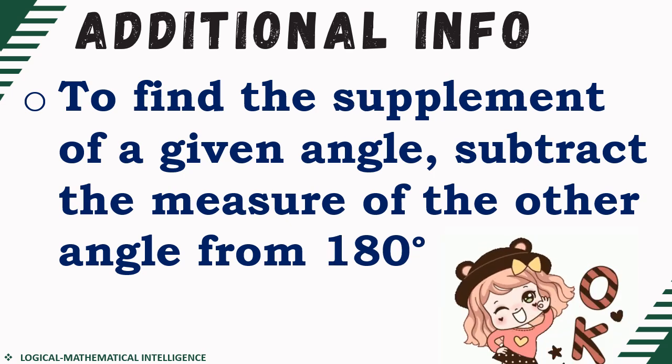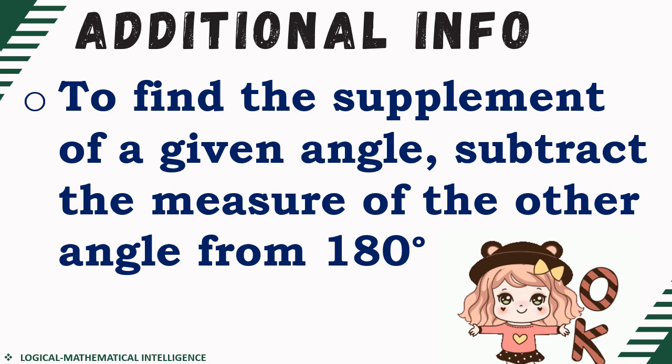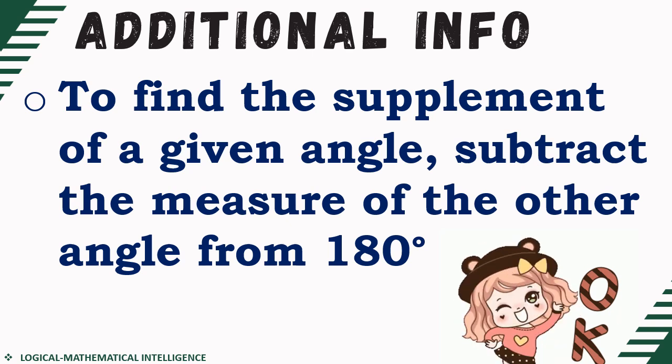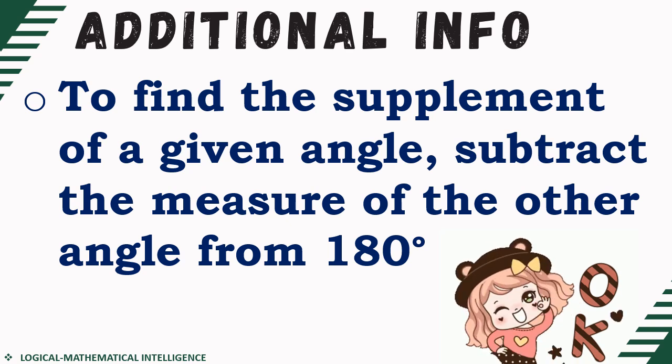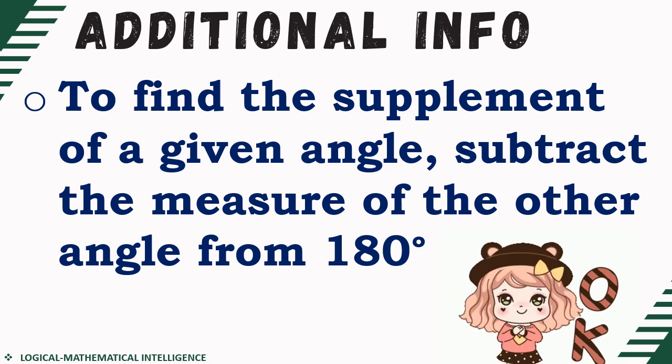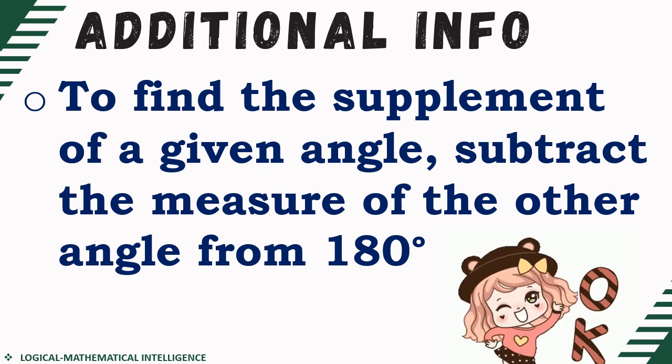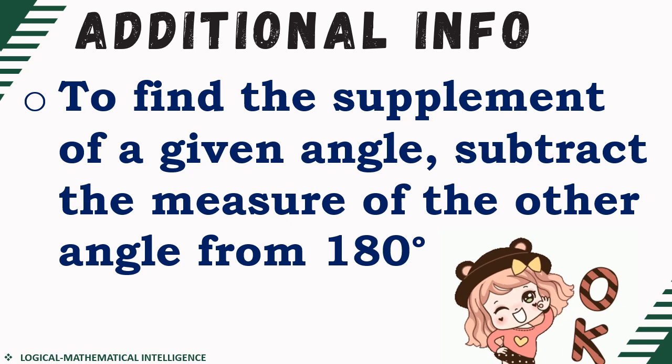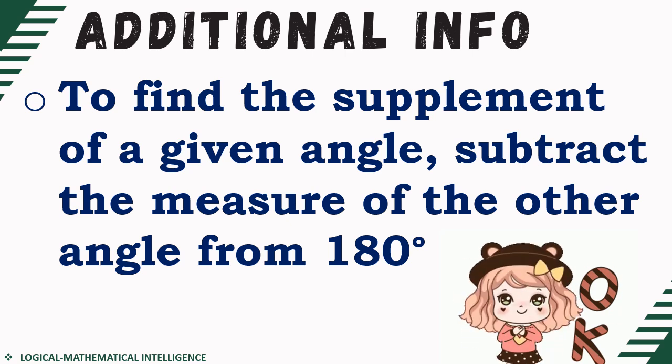Now, same manner with finding the supplement. But this time, we're just going to subtract the given measure of angle from 180 degrees. So again, by definition of supplementary angles, the sum of the angle measures of the given pair of angles should be 180 degrees.